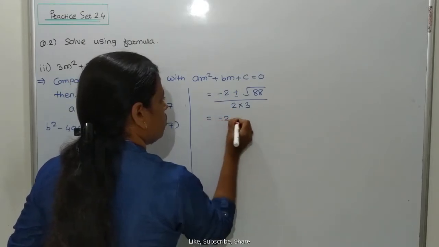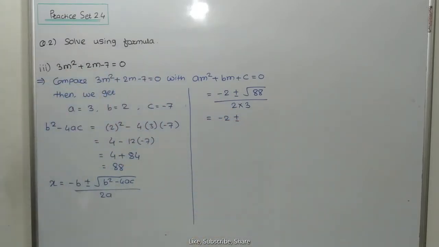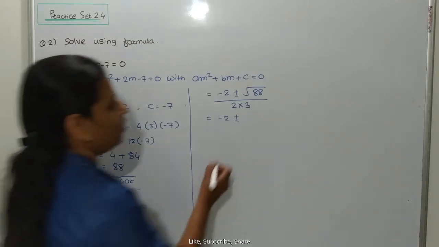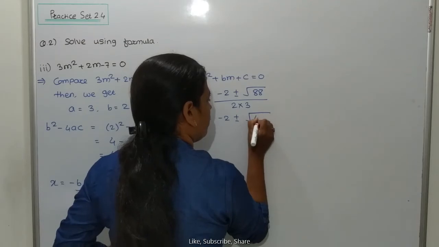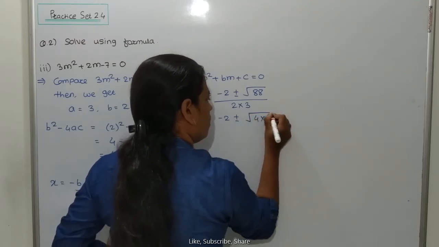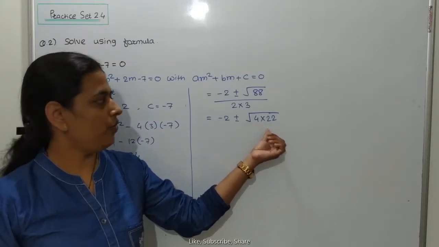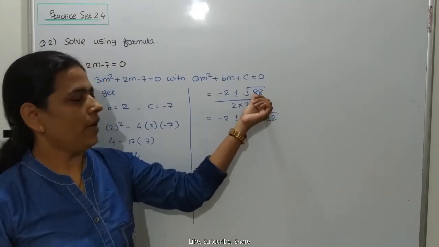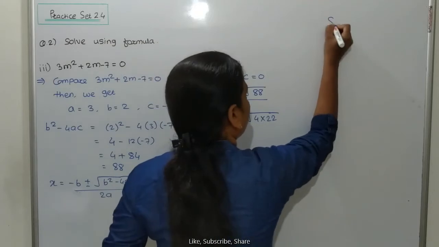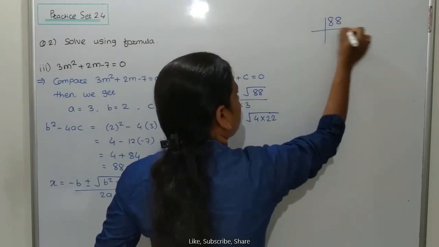So minus 2 plus minus, when we talk about the 88, it is not the square root of 88, we cannot find out. So we have to factorize this one. We have to write down 4 into 22. When we multiply 4 into 22, we have to get 88. So how to factorize 88?